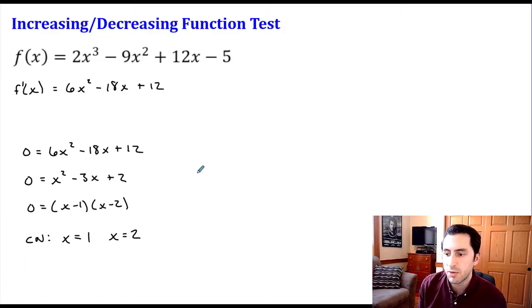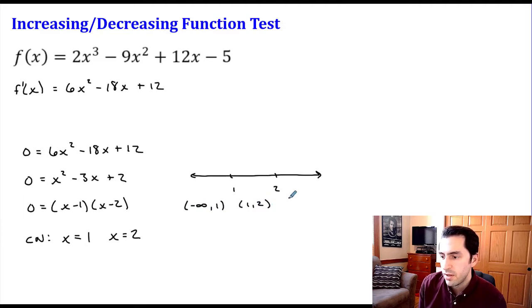So I'm going to use a number line test to help me do this. Our two critical numbers are going to take the domain of this function and split it up into 3 different intervals. So we have one interval that goes from negative infinity to positive 1. We have an interval from 1 to 2. And we have an interval from 2 to positive infinity.